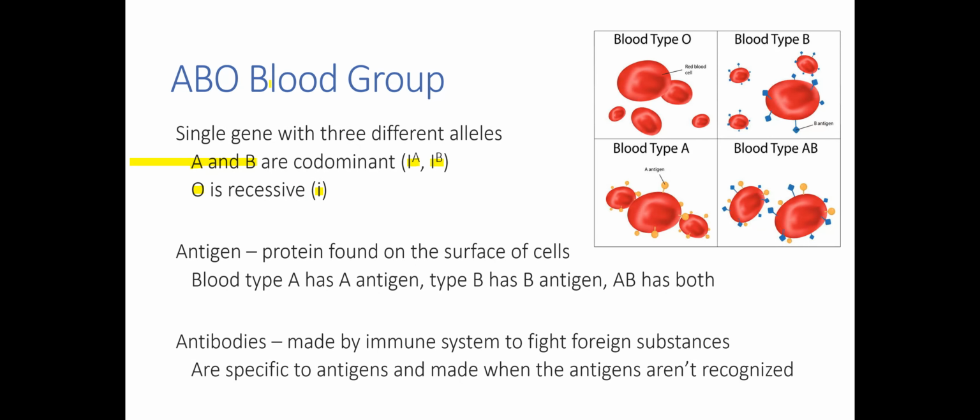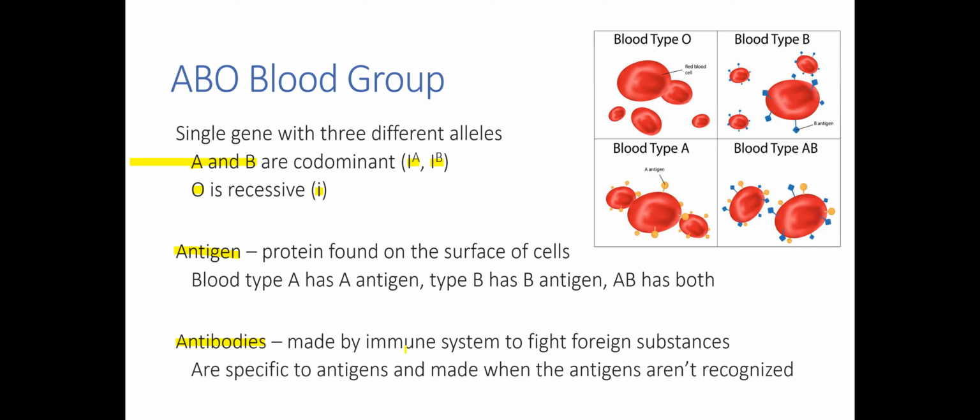Now, what these genes do is they determine what antigens are on your blood cells. And an antigen is just a protein. There's antigens on all of your cells. Antigens are proteins found on the cells, and when they're not recognized, they will lead to the production of antibodies. Now, antibodies are part of our immune system. So when something enters your body and you don't recognize it, that foreign antigen will trigger the production of antibodies. It's part of our immune response.